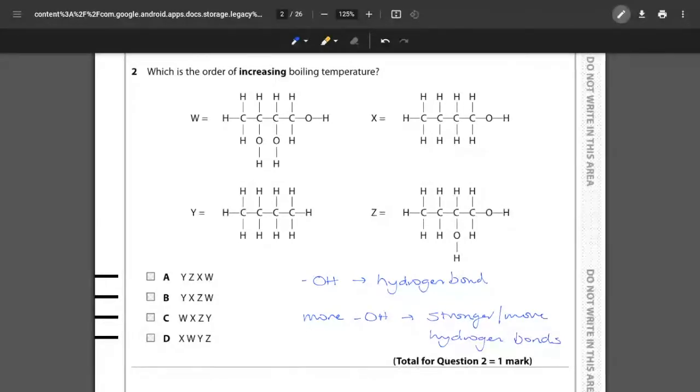So when we look at our 4 substances, we can see we've got 3 OH groups in W, 1 in X, 0 in Y, and 2 in Z. So in terms of increasing boiling points, going from the smallest up to the largest, we're going to go from 0, 1, 2, 3. Therefore, we must be looking at Y first, followed by X, then Z, and then W. And that is going to give us B as an answer.